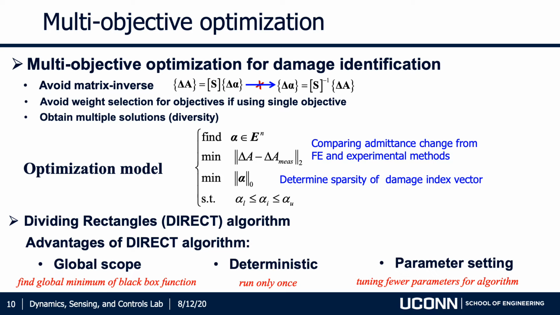The algorithm has three advantages. Since the objective function is a black box, there are many local minima, while DIRECT can search the space and always find the global minimum. Another one is the deterministic property. It means that the algorithm can obtain a solution by running only once, compared to most stochastic optimization algorithms. In addition, there are fewer parameters that need to be tuned for the algorithm.